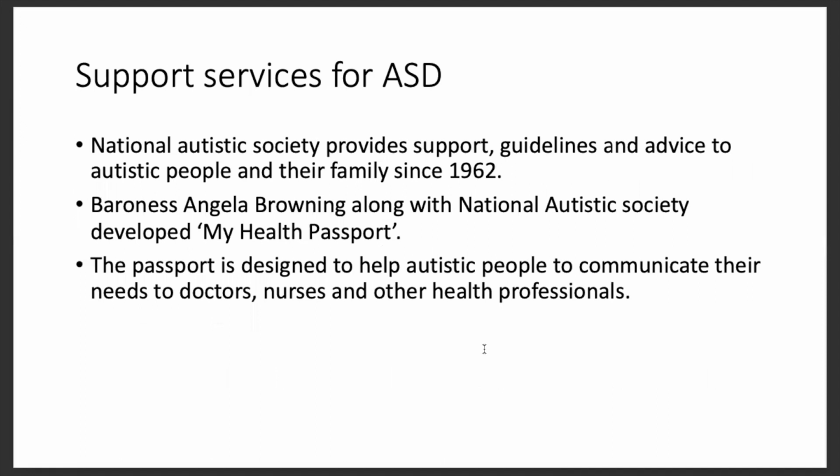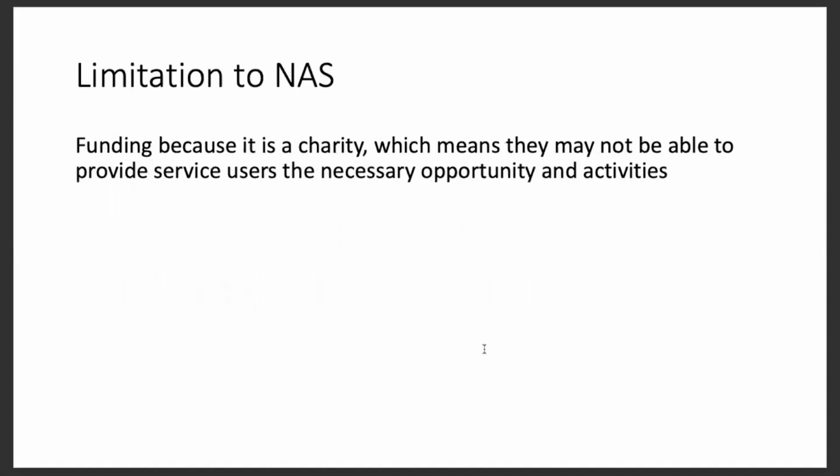Support services that are available for people with autistic spectrum disorder include the National Autistic Society, which provides support, guidelines, and advice to autistic people and their families. Baroness Angela Browning, along with the National Autistic Society, developed a My Health Passport. This passport is designed to help autistic people to communicate their needs to doctors, nurses, and other healthcare professionals.